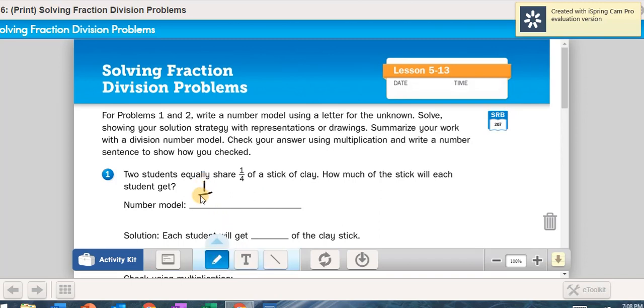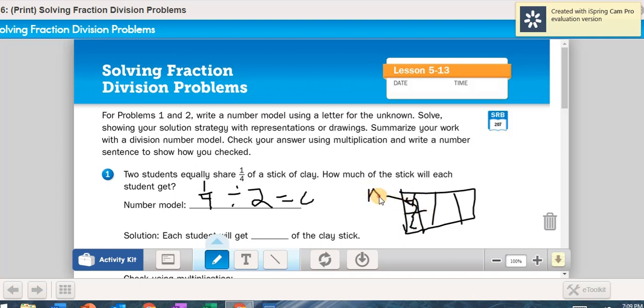Alright, so we're going to say 1/4 divided by 2 equals C. I'm going to make my clay. Okay, it's not perfect, right? But there we go. So this would be the 1/4 that the students have. So 1/4, 2/4, 3/4, 4/4. They have that 1/4, but I'm going to karate chop it, right? Because now student A is going to get this piece. I need to make 2 pieces. Student B is going to get this piece.